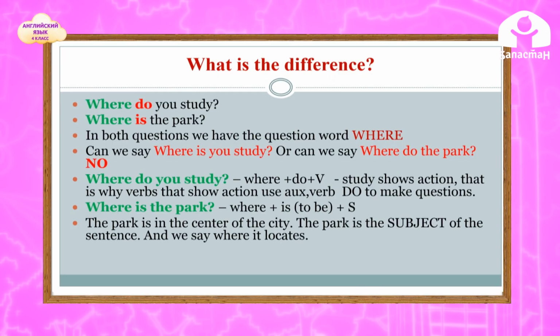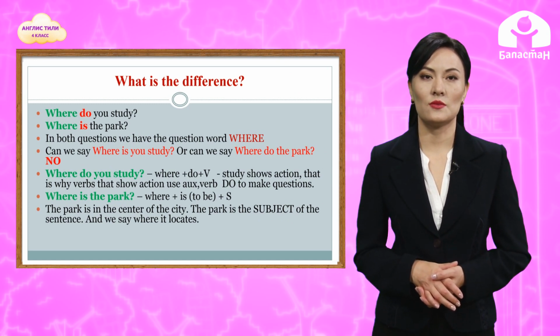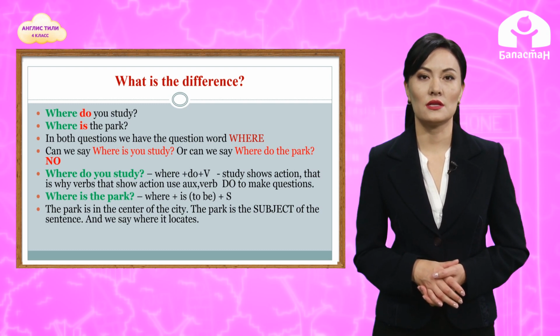Now look at the questions. What is different? Where do you study? Where is the park? In both questions, we have the question word where. Can we say where is your study? Or can we say where does the park? No, we can't. Study shows action. That is why verbs that show action use the auxiliary verb do to make questions. Where is the park? Where plus the verb to be and a subject. The park is the subject of the sentence, and we use the verb to be. So, children, do is for action verbs. To be, am, is, are, describes nouns, location, and people.